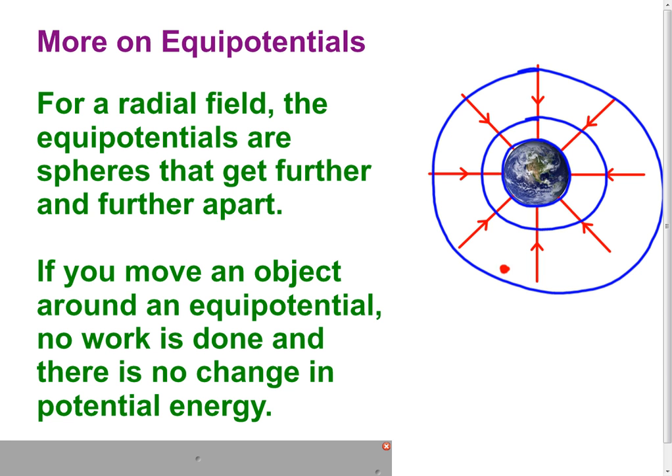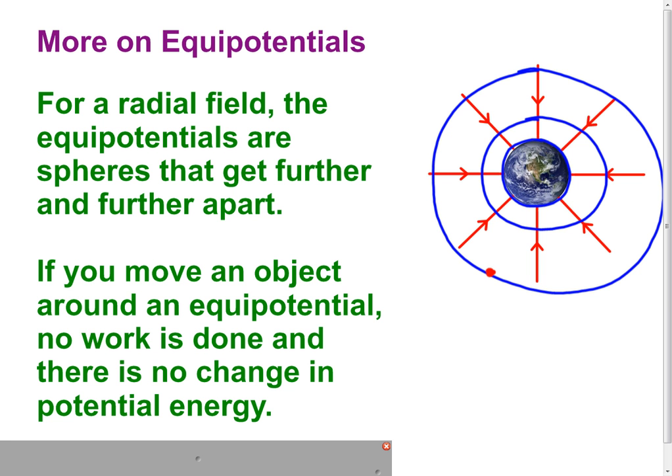So if you took a ball and rolled it all the way around the surface of the Earth, anywhere you were on the surface of the Earth, as long as your height hasn't changed, you are on an equipotential. No work has been done against gravity in moving that ball around, and the gravitational potential energy of the ball has not changed. So if you stay on an equipotential, you do no work against gravity, and the potential energy of the object doesn't change.